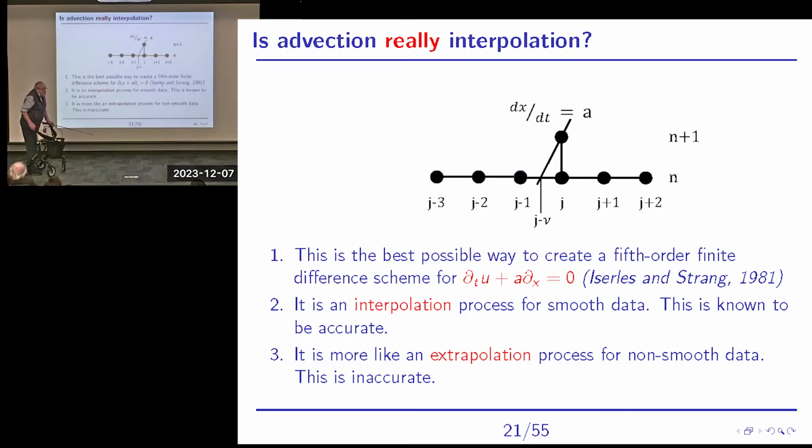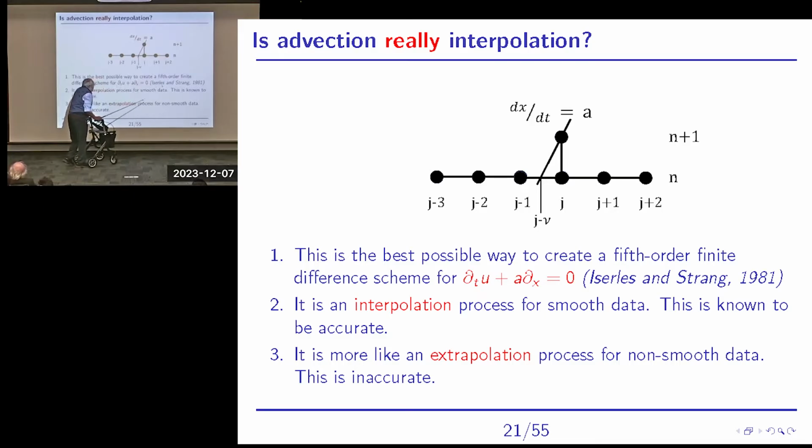So let's take the simplest example, just linear advection in one dimension. The best way to solve this in a finite difference sense was worked out in 1981 by Iserles and Strang. And they constructed a stencil looking like this. So the best way to do it is to have one more point in the upwind direction than in the downwind direction. And you should interpolate a polynomial in that data.